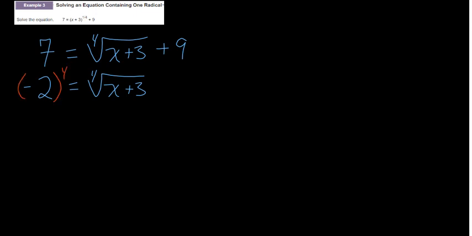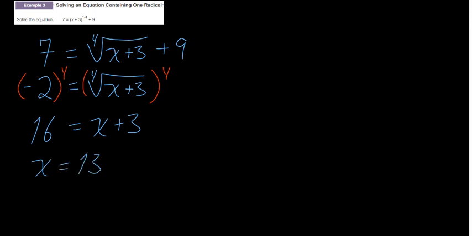All right. 2 raised to the fourth power is 16. And then if I raise that to the fourth root of x plus 3 to the fourth power, then that's just simply x plus 3. I'm going to subtract 3 from both sides. So I'm going to have x is equal to 13. Now x is equal to 13 is my solution.